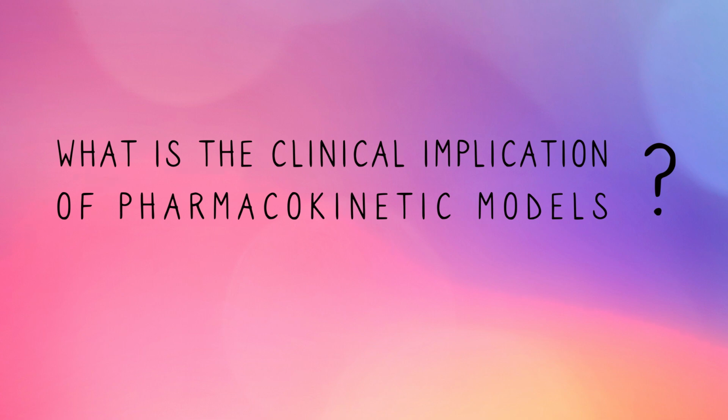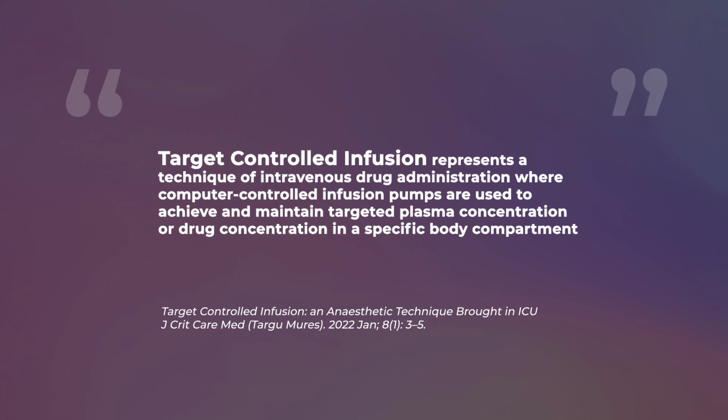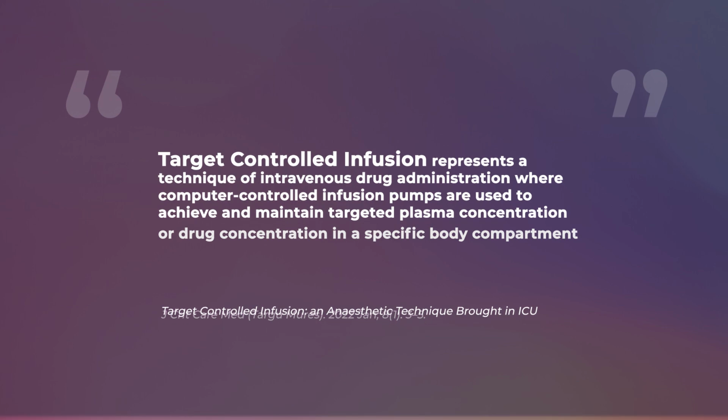Pharmacokinetic models may appear as a complex topic to understand. You may ask, what is their clinical implication? Mathematical pharmacokinetic models have been used in clinical practice to predict and achieve specific plasma drug concentrations. For example, target-controlled infusion represents a technique of intravenous drug administration, where computer-controlled infusion pumps are used to achieve and maintain targeted plasma concentration or drug concentration in a specific body compartment.